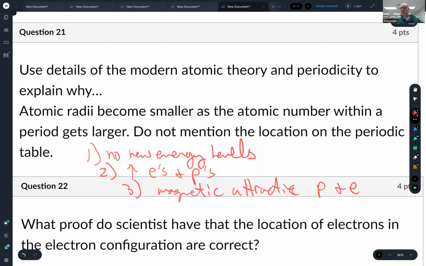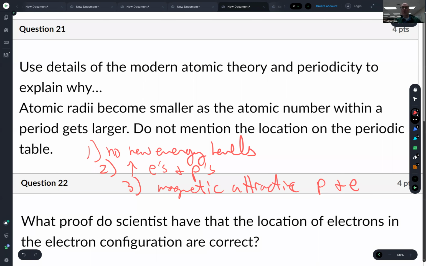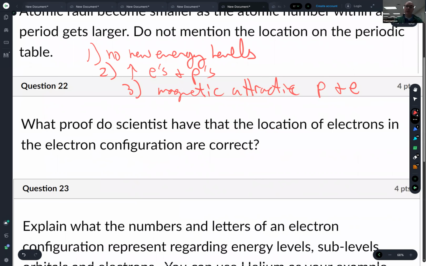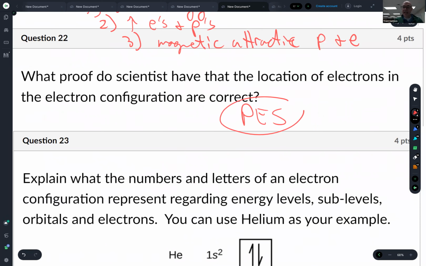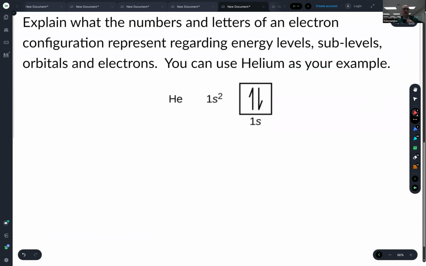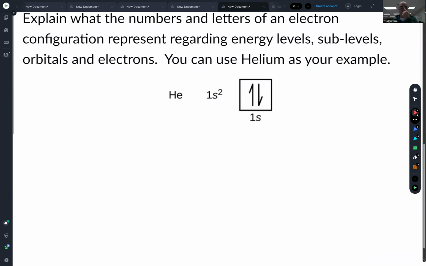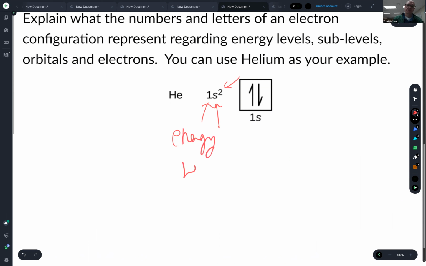All right, number 22, what proof do we have that all of this electron configuration stuff is true? 3 simple letters. The PES graph, the photoelectron spectrum graph, is how we know that it is true, because we have data that backs it up, and I will refer to that whenever we get to it on the subsequent questions coming up here. What does the 1, the S, and the 2 stand for? The 1 stands for energy levels. The 2 stands for sublevels, and the number up above, that stands for the number of electrons.